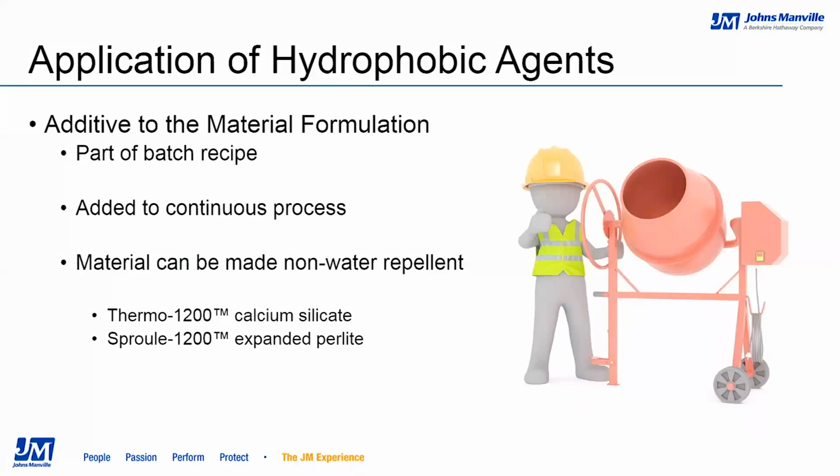Whereas the Sproul 1200 also uses a small amount of additive, but the expanded perlite is inherently hydrophobic, so the result is more of a waterproof material. However, since both of these materials utilize an additive, given enough time at a high enough temperature, thermal degradation will result in decreased or negligible performance.